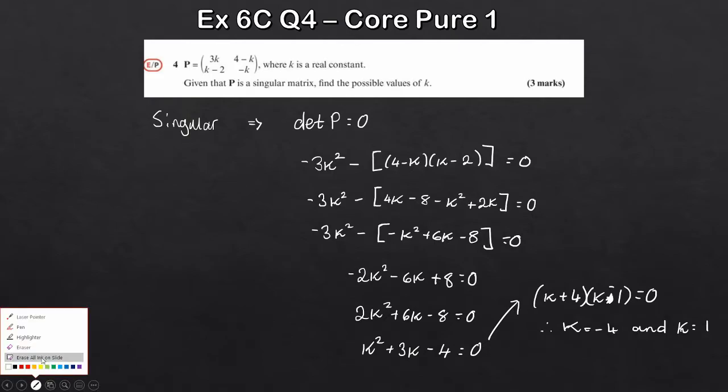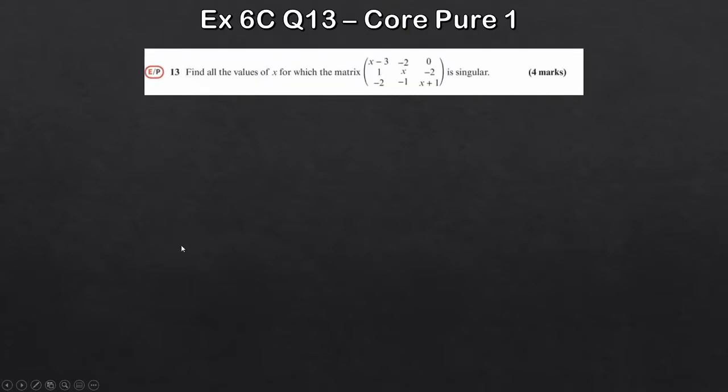So let's clear that and move on to the next one. Now the next one is very similar. So this is exercise 6C, question 13. Same idea again, but this time it's a 3x3 matrix. So for 3x3, we've got to change how we work out the determinant. So to work out the determinant, you need to expand along a single row or a single column.